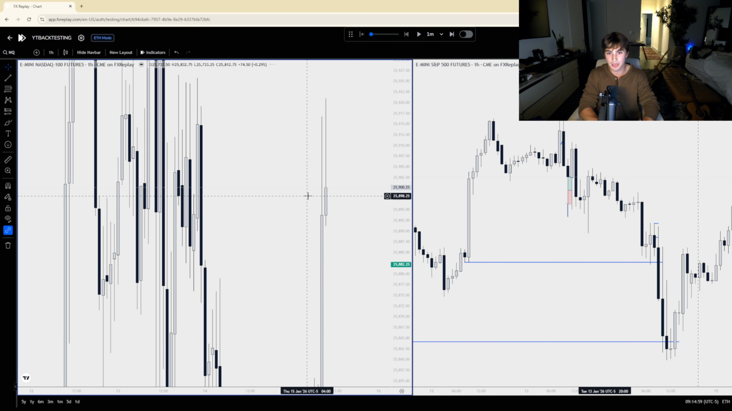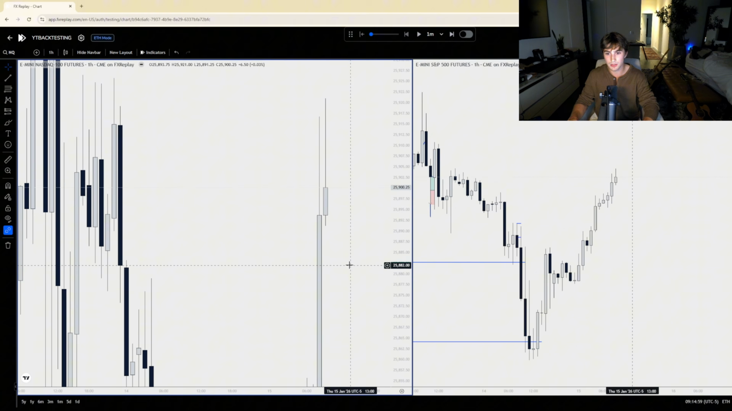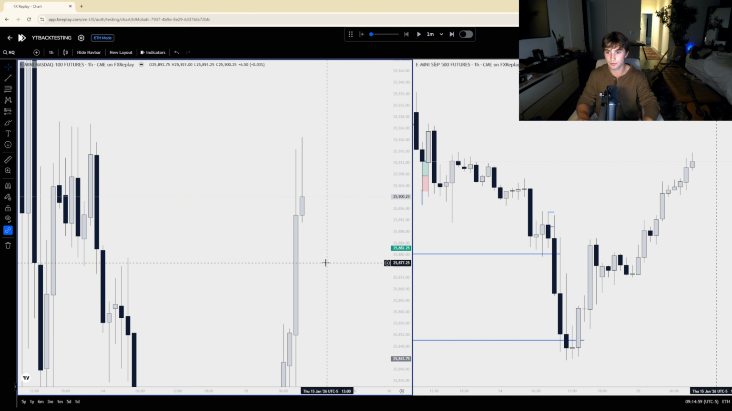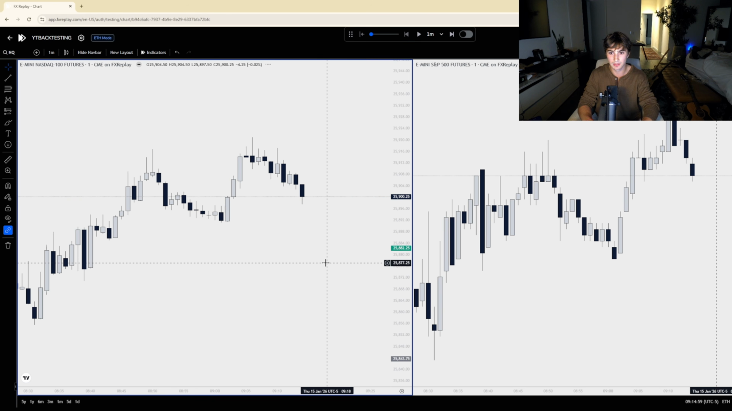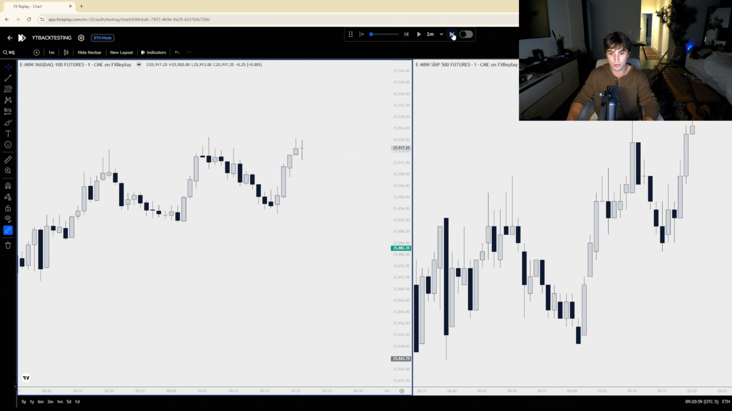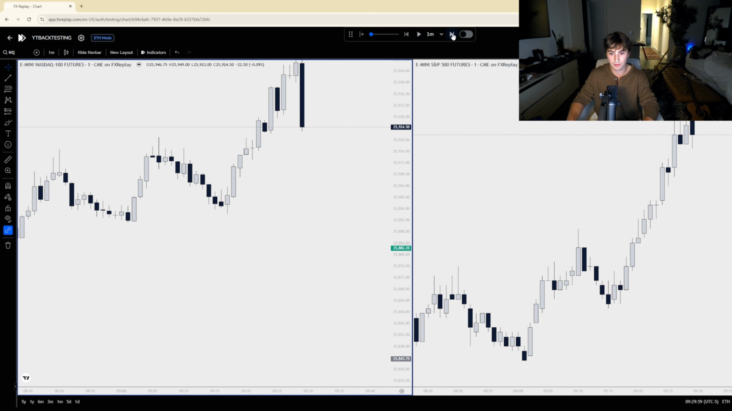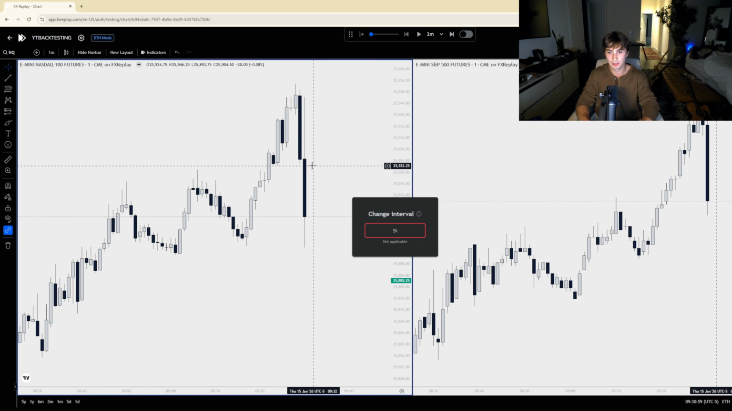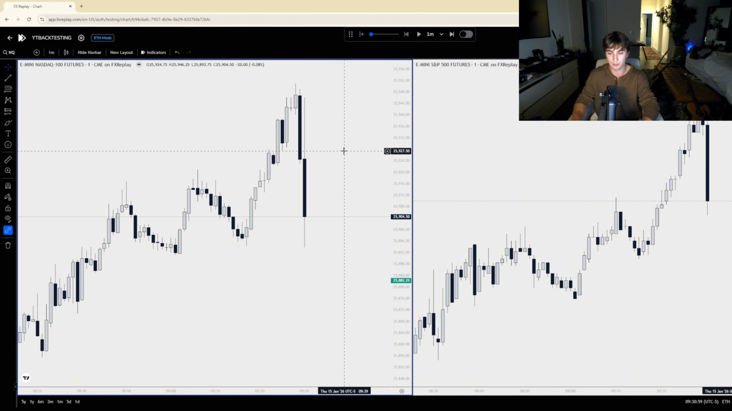Go to the hourly time frame here. What do I see? I don't see anything right now that's very significant. Let's wait for market to open and give us some more structure. Okay, market opens.